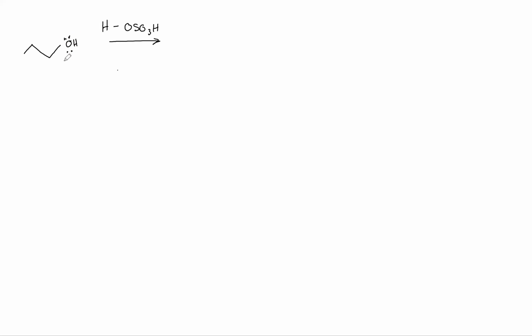Usually for our class, what we'll be doing to turn that oxygen into a good leaving group is adding on either another hydrogen or replacing that hydrogen with something else, which we'll talk about later. But for this acid catalyzed dehydration, we will be protonating it. We will be adding on that hydrogen. So we end up with OH2 plus. And on the other hand, we end up with the conjugate base, OSO3 negative. This will come into play a little bit later. I'm just putting it off to the side for a second.